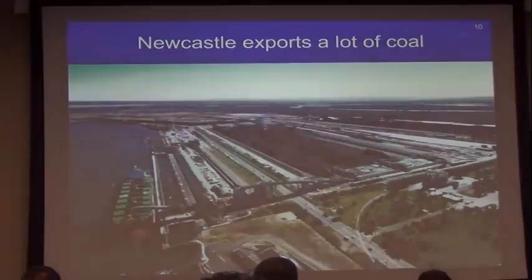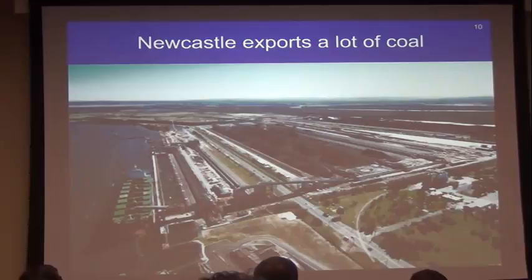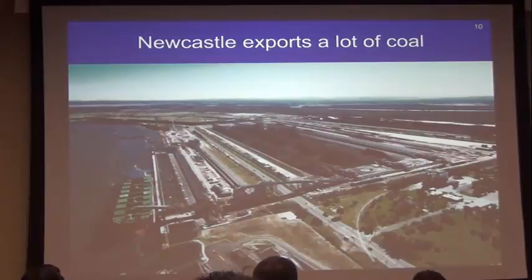Now, Newcastle, which is on the mouth of the Hunter River, exports a lot of coal. It is the largest export coal port in the world. It's currently about 120 million tonnes of coal per year. That coal is coming from the Hunter Valley, which is also home to horse studs and wineries and so forth. So coal is an important part for us, and not surprisingly, Newcastle has a tradition of mineral processing.